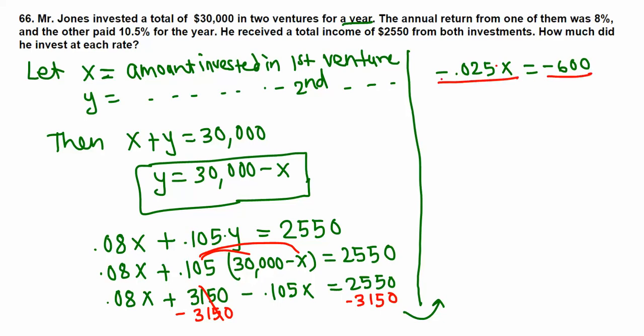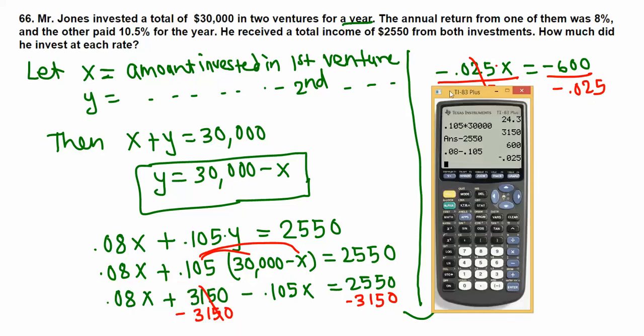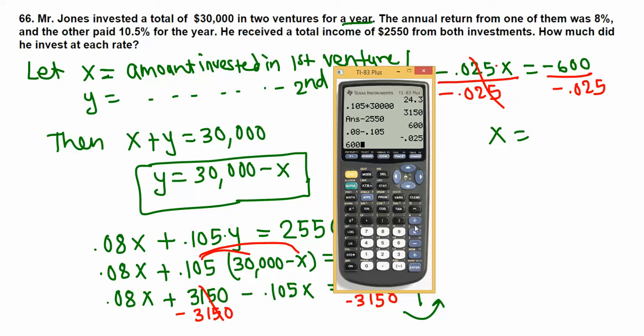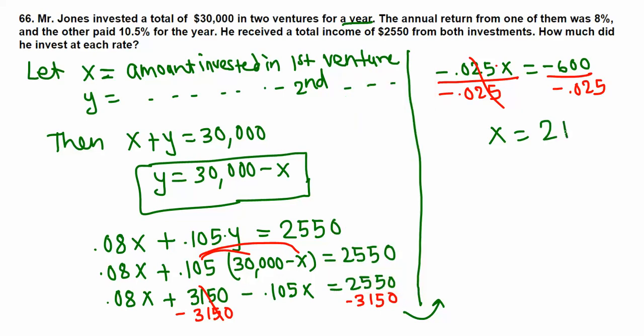Now we divide both sides by negative 0.025 to isolate X. Then X equals, use the calculator again, or you can just work in your head. The negatives cancel, so 600 divided by 0.025 is 24,000. This is 24,000.